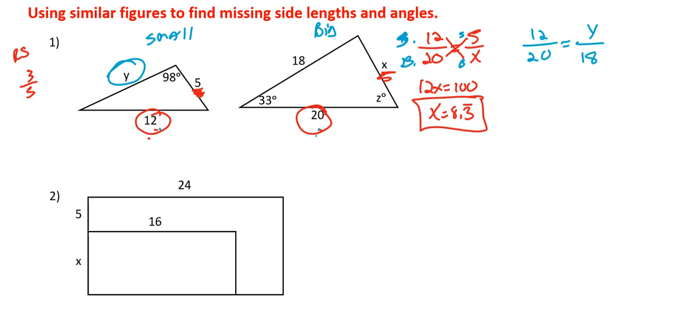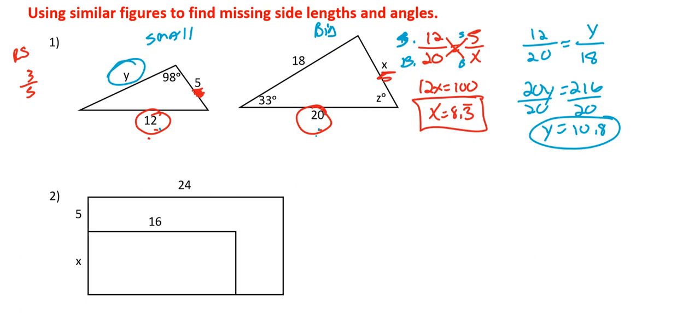All right, and then you'll cross multiply. So you'll get 20y equals 12 times 18, which is 216. Divide by 20, divide by 20, and you get y equals 10.8.